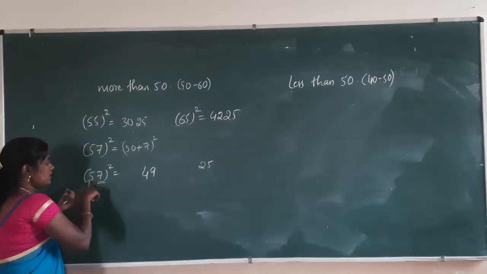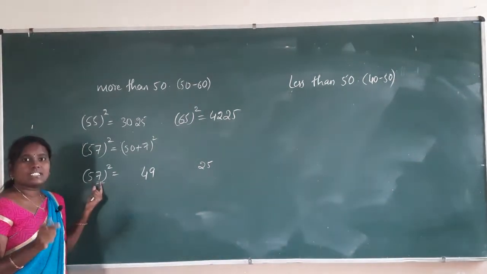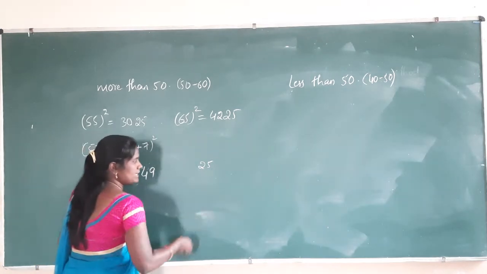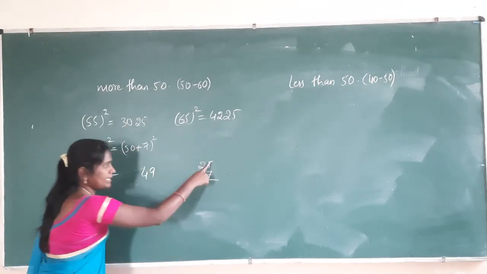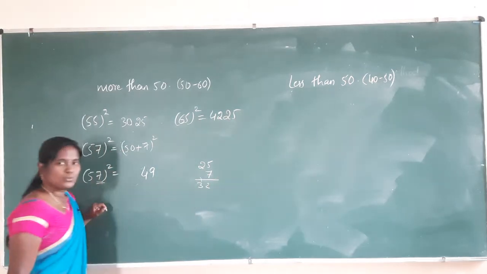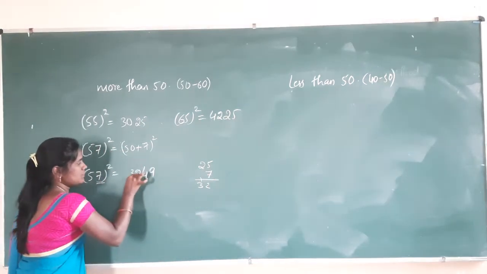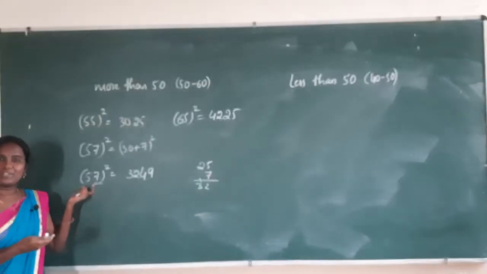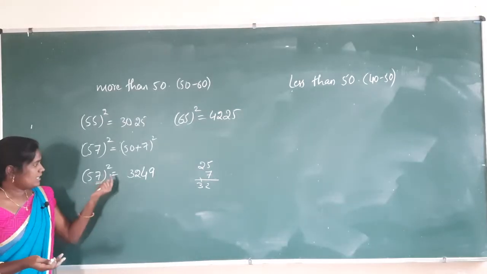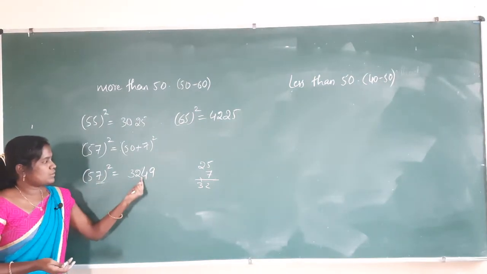Then, how many digits is it more? 7. Okay, 25 is there. Add that 7 to 25. So, it is of course 32. So, it is 3249, the square of 57. Yes, 57 square is 3249.